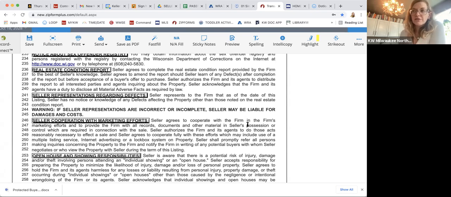So that's just a reminder to you guys, if you have an accepted offer and a defect is discovered, you're not amending the real estate condition report at that time. Either that's being dealt with in the inspection report, or if you're post inspection and a seller learns of a new defect or property damage, that is covered in the offer to purchase.